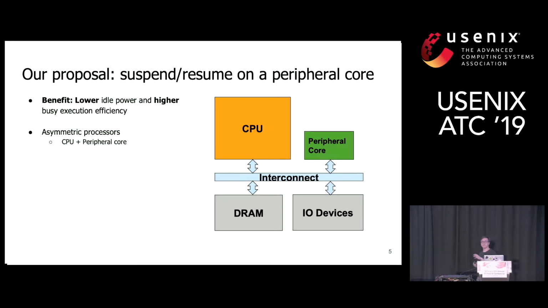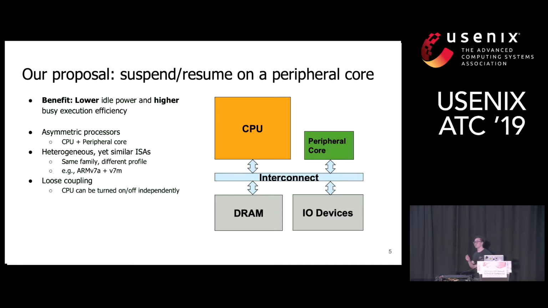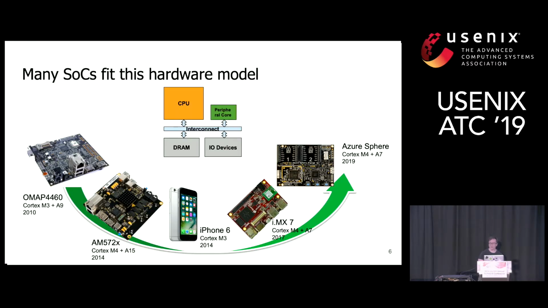On this heterogeneous SoC, our CPU and our peripheral core are asymmetric processors. They have heterogeneous, however similar, ISAs. The ISAs are from the same family, however with different profiles. Also, the CPU and the peripheral core are loosely coupled. They can be turned on and off independently. They share the platform resources, including IRQs and DRAM. We find that many SoCs fit our hardware model.